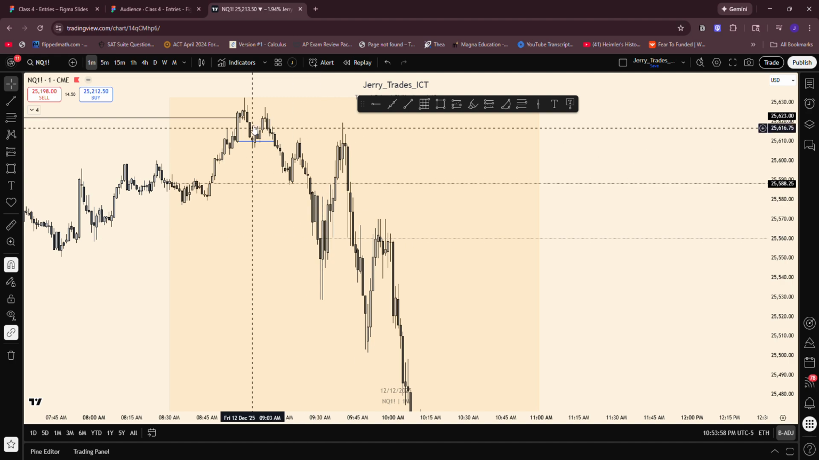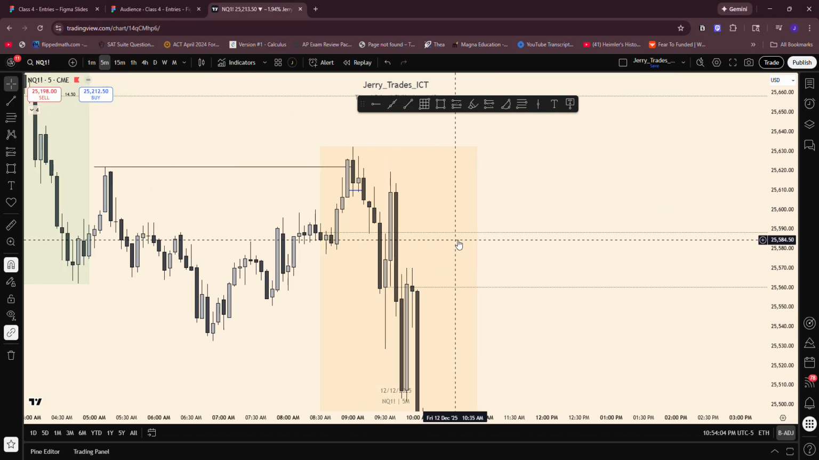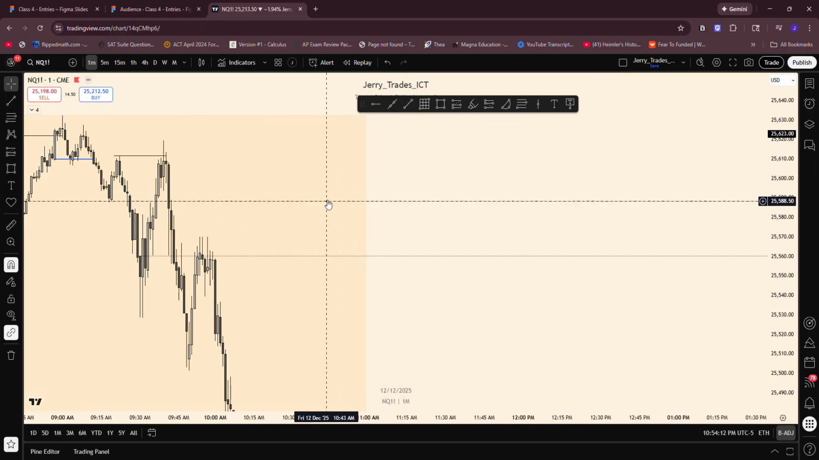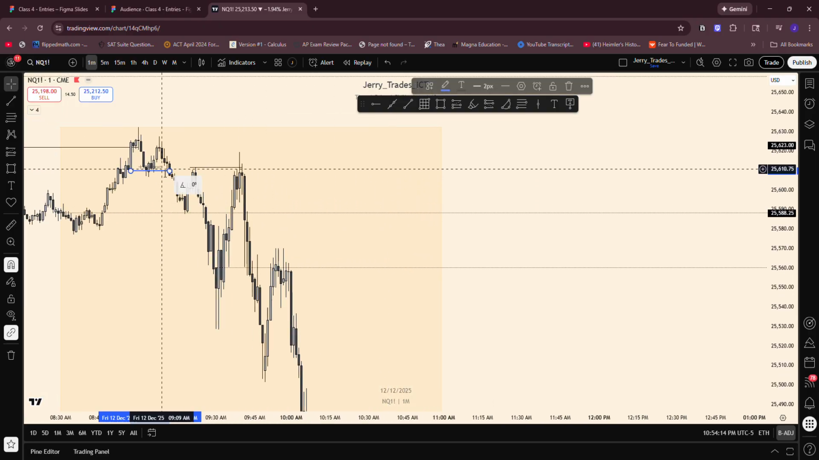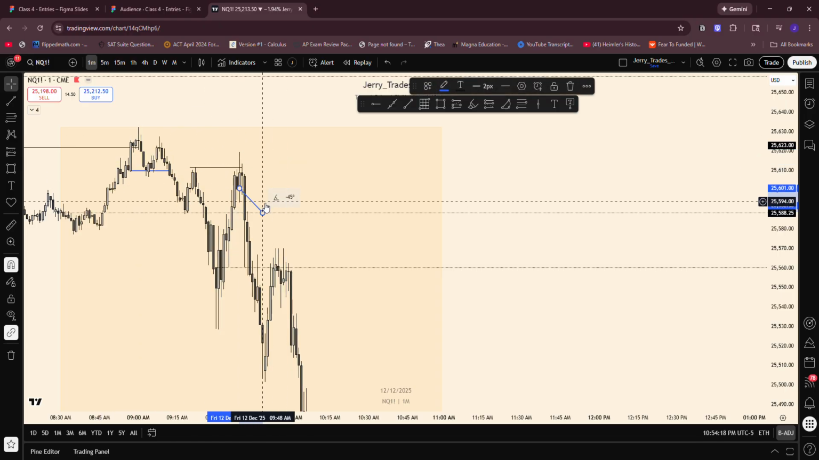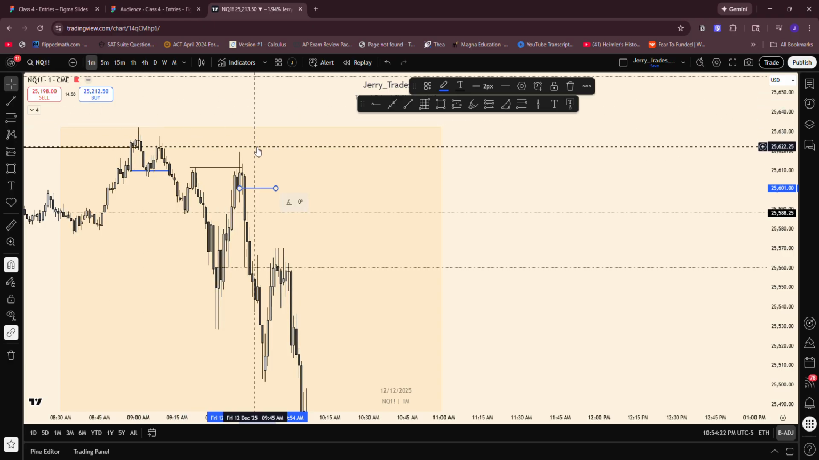Right, so this is our high of New York session, and this is what I was talking about. 8:30 manipulates higher, 9:30 continues, right? So what do we see on the 5 minute? We can see we take out this high, and then we have another change in state delivery right here. So this is our continuation, right?